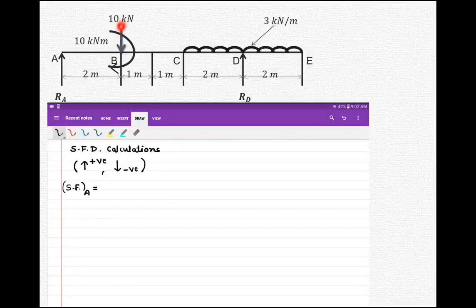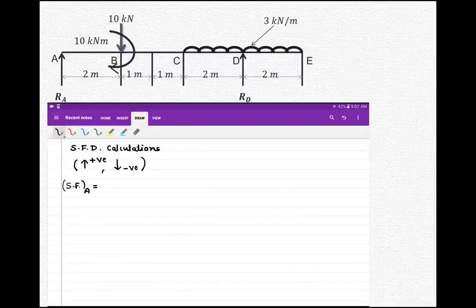But exactly at point B we have to take into consideration this effect of downward acting point load. Between B and C there is no other force that is acting, so whatever is the shear force at B, the same will be at C. At point D left we have to take into consideration the effect of this uniformly distributed load 3 into 2. Exactly at point D we have to take into consideration the effect of this upward acting reaction, that is RD, whereas at point E we have to take into consideration the effect of this UDL of 3 into 2.